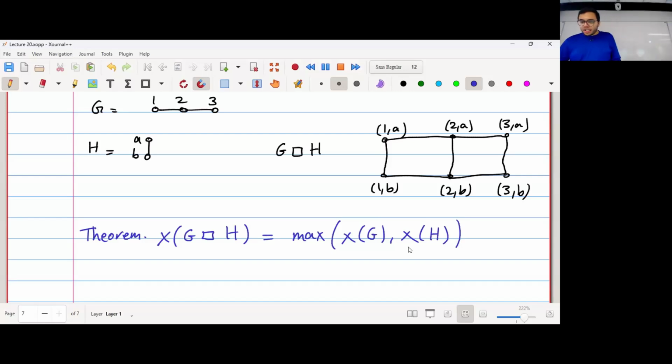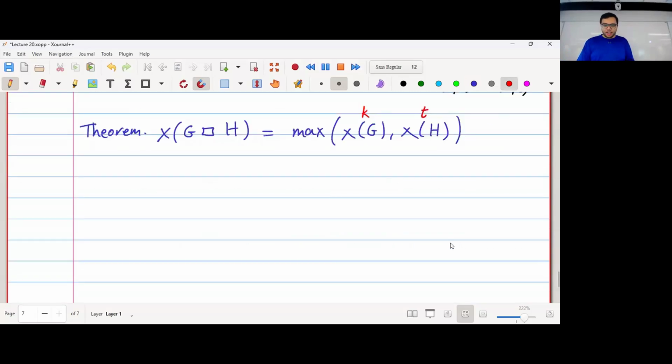Okay. Here's what I'm going to do. Suppose that I color G with, I don't know, K colors, and I color H with T colors. Okay. And let's suppose that K is greater than or equal to T. So suppose that G needed more colors than H. It doesn't really matter because this is symmetric. So the case where H needs more colors is going to be exactly the same. So I'm just going to prove this case.